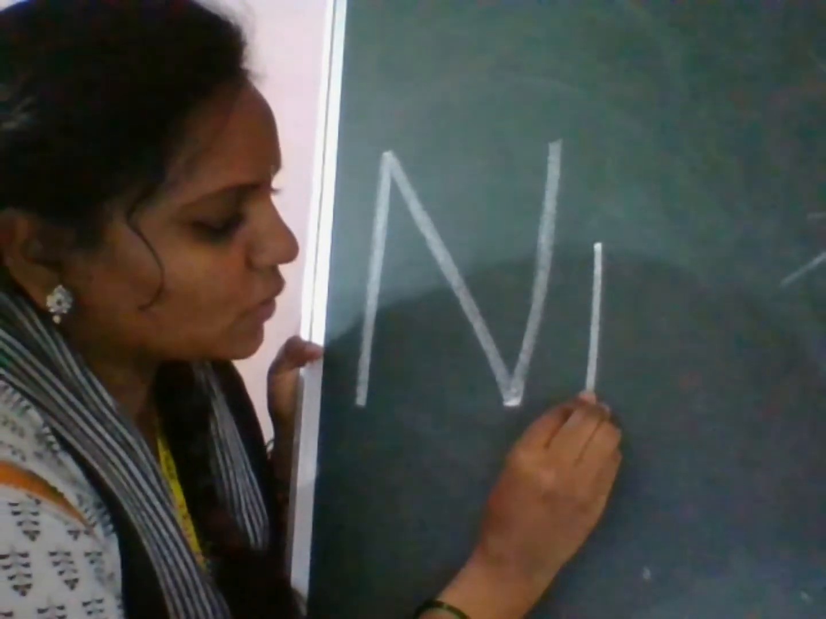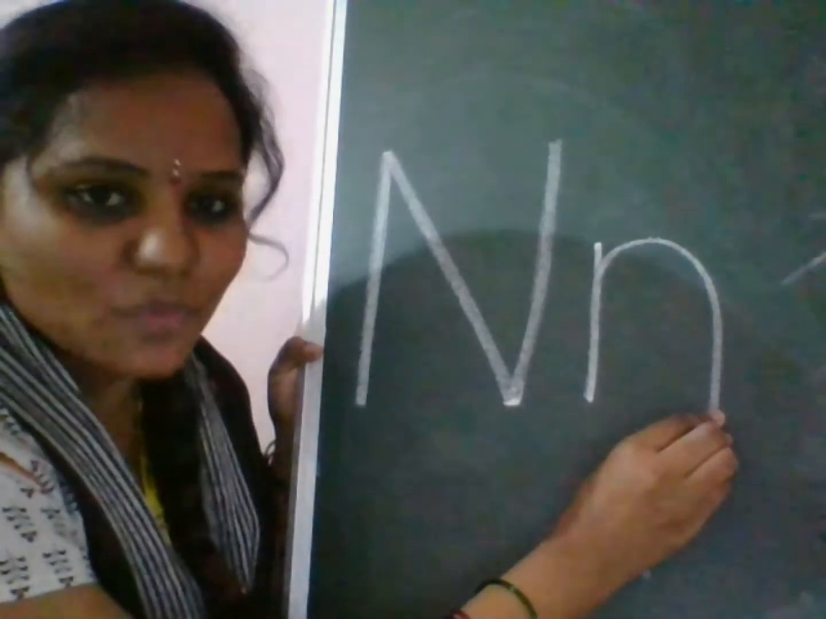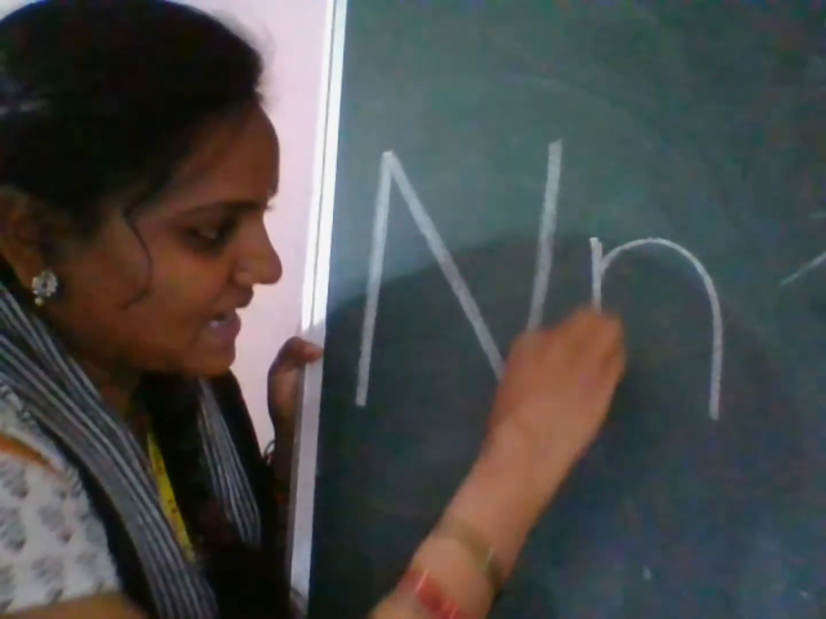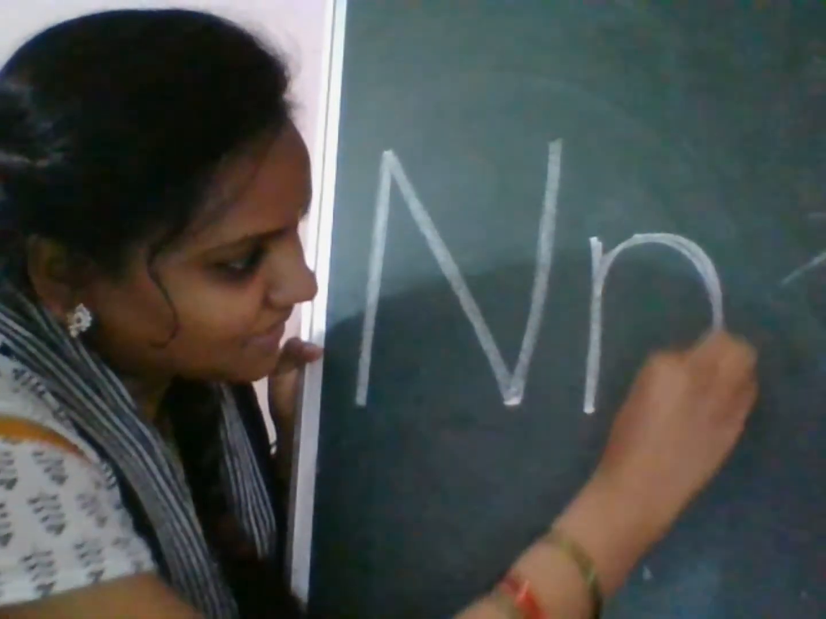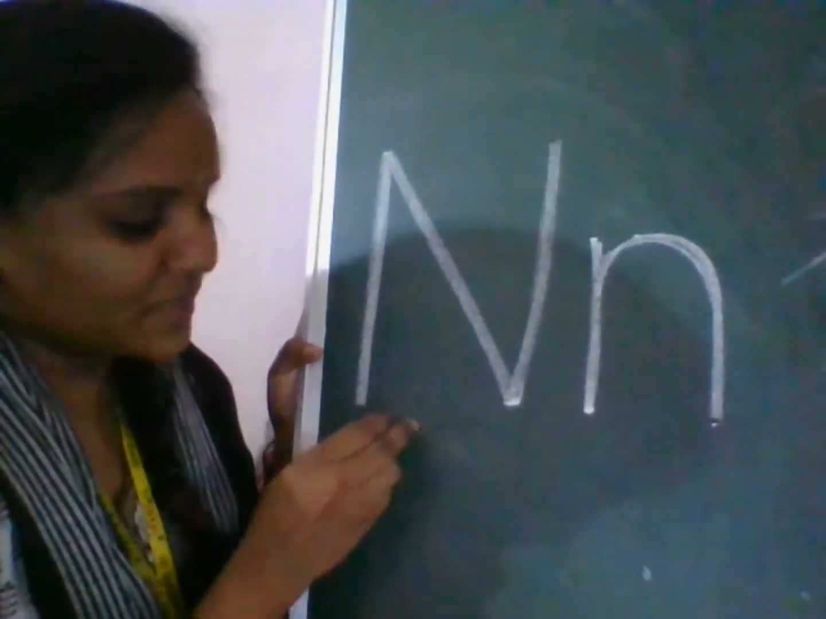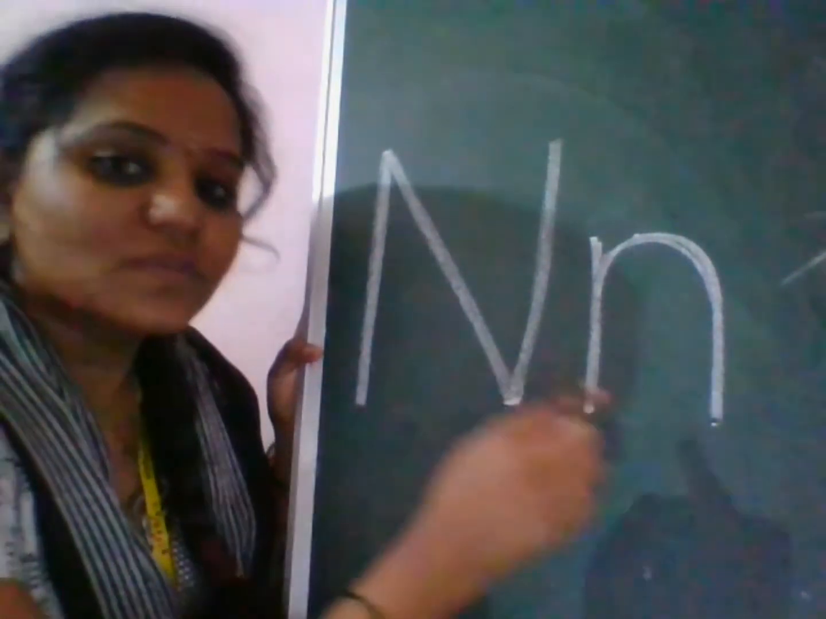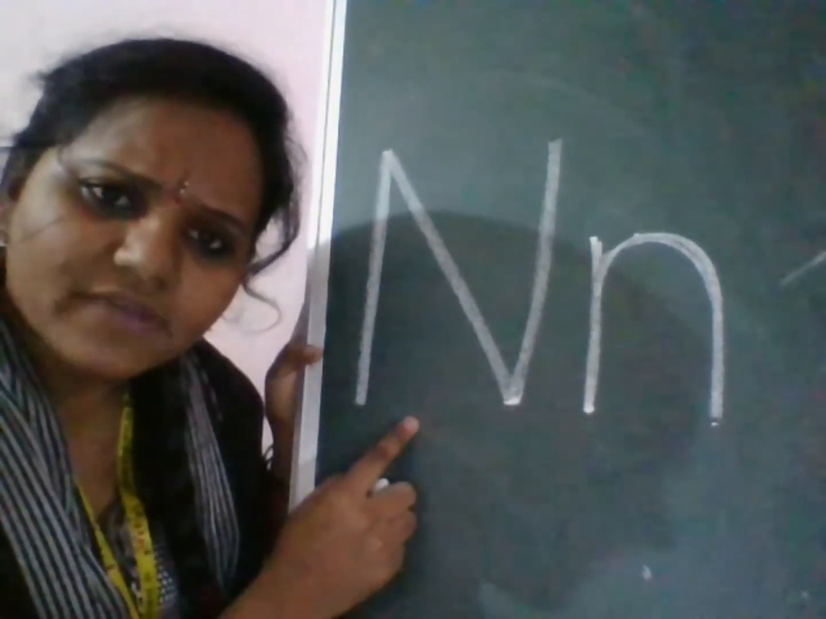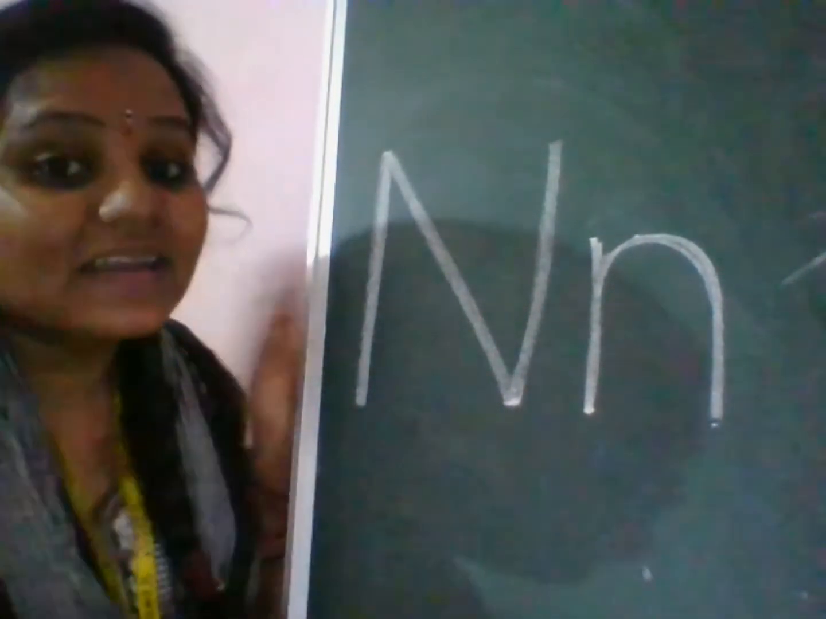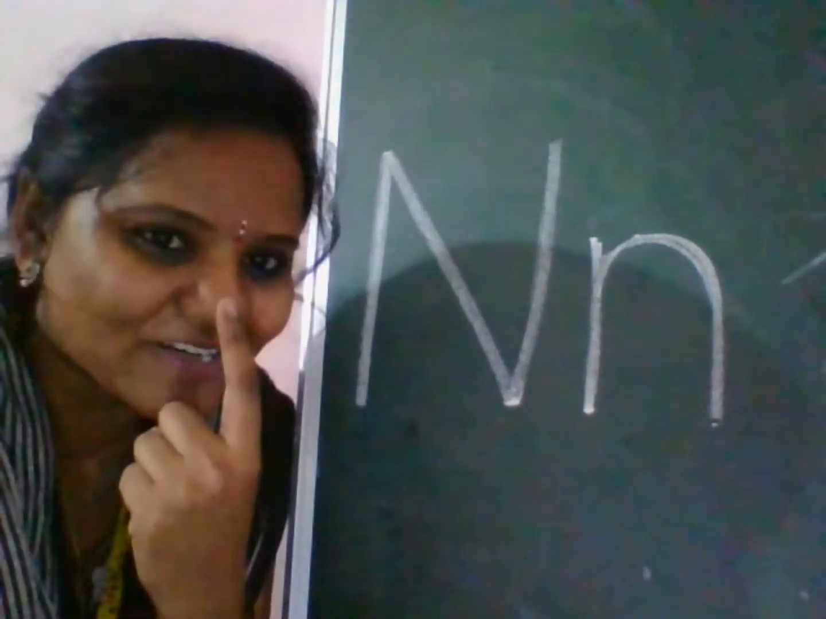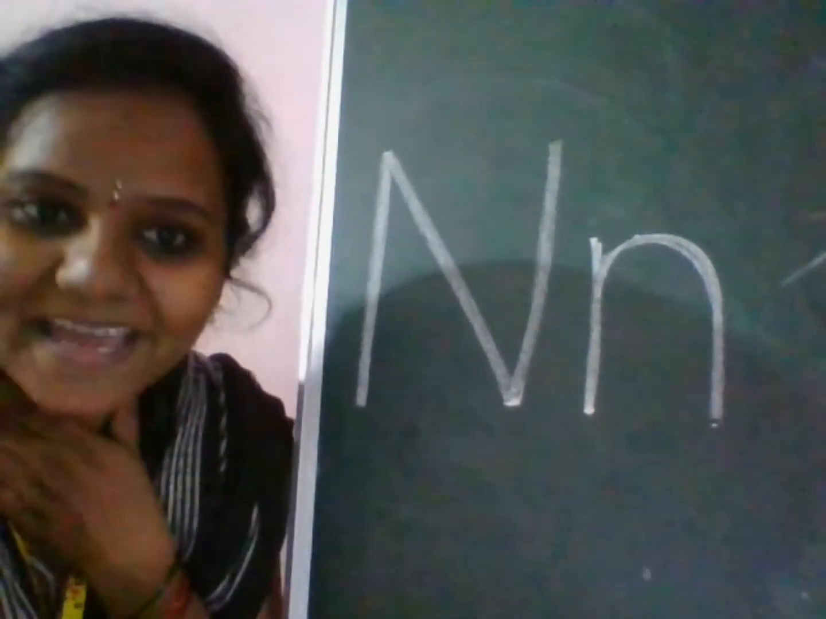Now, small n. Standing line, go up on the same line, down curve. Small n. Standing line, go up slowly on the same line, down curve. Small n. Capital N, small n. What is the sound of N? N. N, N, nose. Touch your nose. N, N, neck.